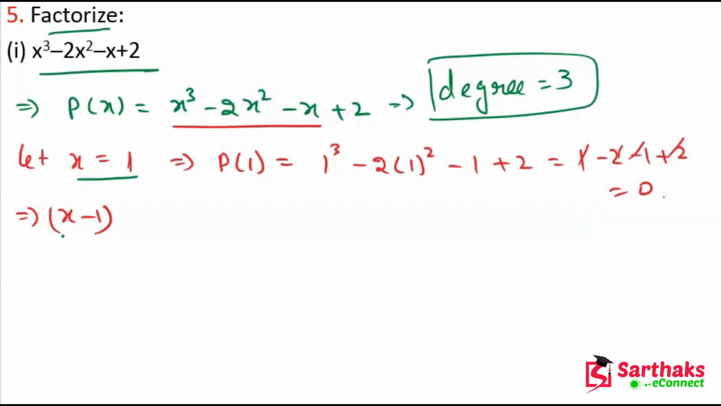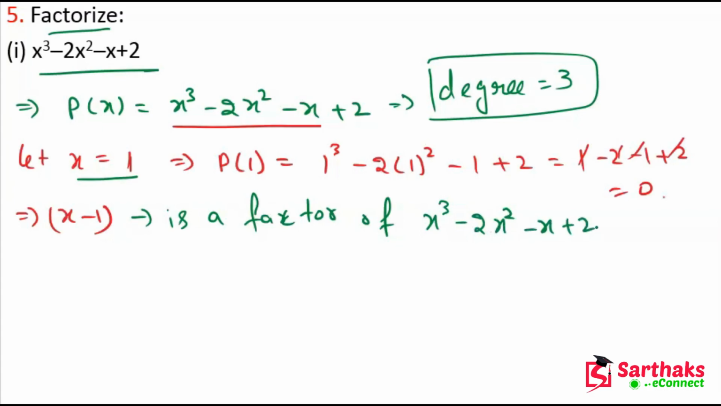So now my dear friends, by the factor theorem, x minus 1 is a factor of x cube minus 2x square minus x plus 2. So now, if we divide this polynomial by x minus 1, then the remainder will be 0. Okay, so now let's do that.